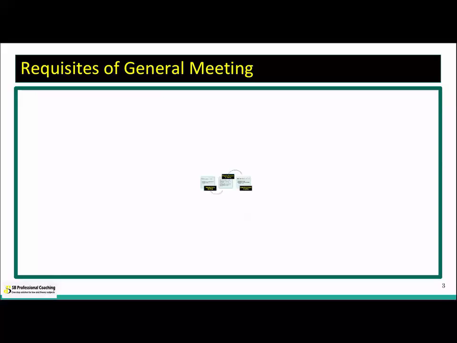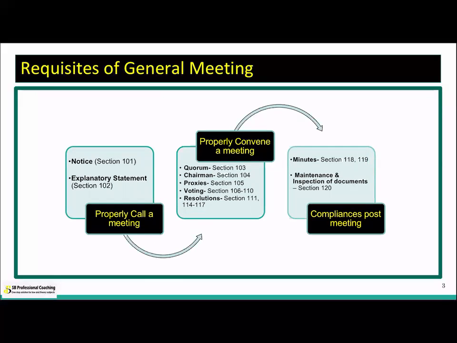So what are these requisites of general meeting? The requisites of general meeting are basically divided into three phases. One is before the meeting, second is during the meeting, and the third phase is after the meeting. The first phase is called properly call a meeting. The second phase, that is during the meeting, is known as properly convene the meeting. Convene means conduct the meeting. And the third phase is called compliance post meeting, that is the activities that you need to do as per law after the meeting.